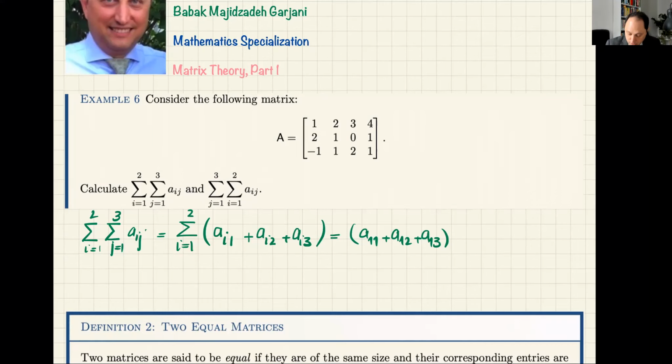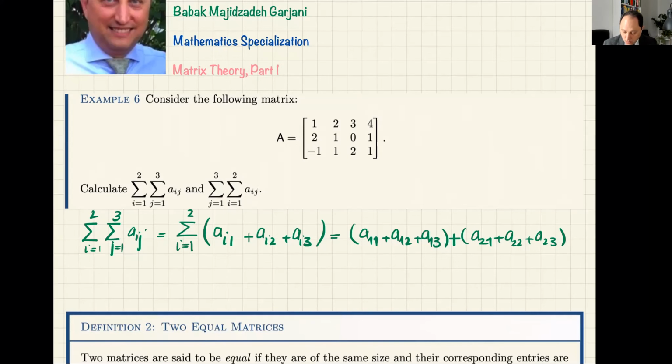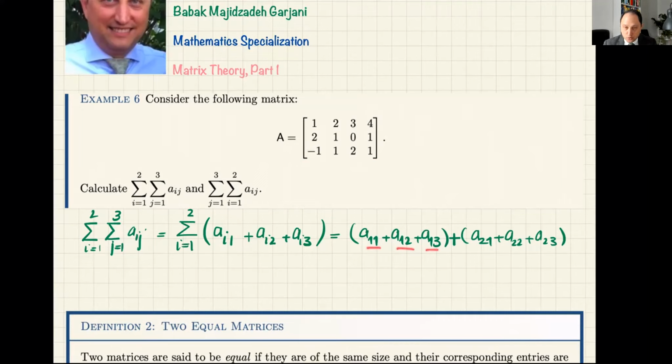And then I do the same thing. This time I choose I equal to 2. So this becomes A21 plus A22 plus A23, and then add these two together. That's very simple. But now if I ask you what is this number, you need to refer to this matrix. These are all entries on the first row, because the first index is 1. The first column, second column, third column. So it means that these are these numbers. So it is easy to see.